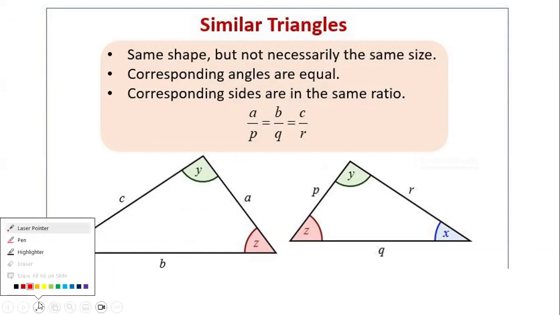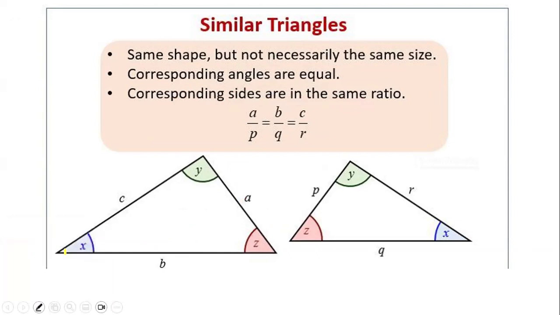If you notice carefully, we have this side B, and this side B corresponds with this side Q. So these two are corresponding sides. But what do we know about corresponding sides? The corresponding sides are in the same ratio. And so we have B over Q. Because these two are corresponding sides, we form a ratio with them.